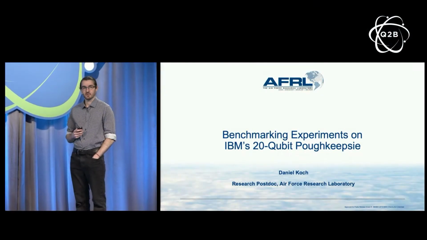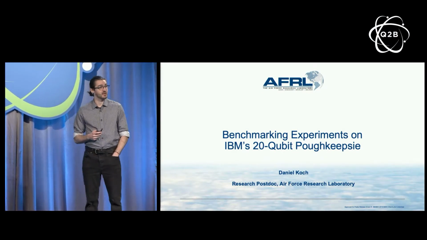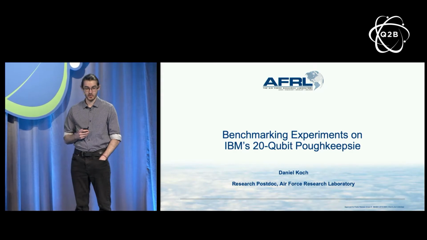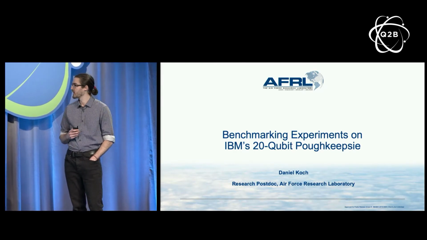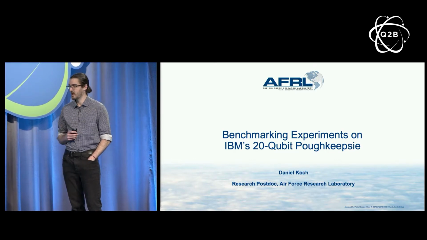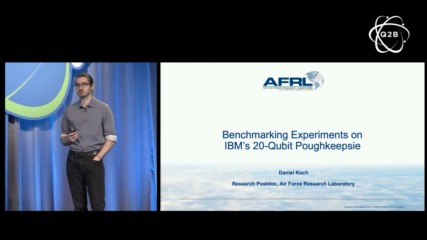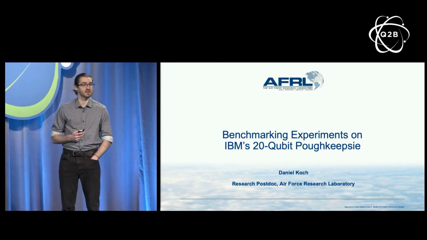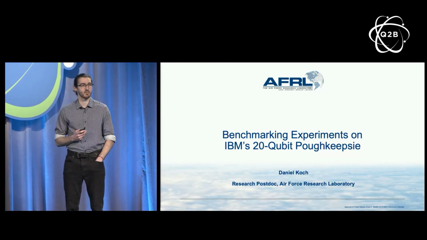What I'm going to talk to you about today real quick is the research efforts that we're undergoing up in Rome, upstate New York. In particular, we are working on IBM's 20-qubit Poughkeepsie chip. We're coming up with some experiments to get a feel for ourselves and to get some insight into algorithm design. That's our primary motivation.